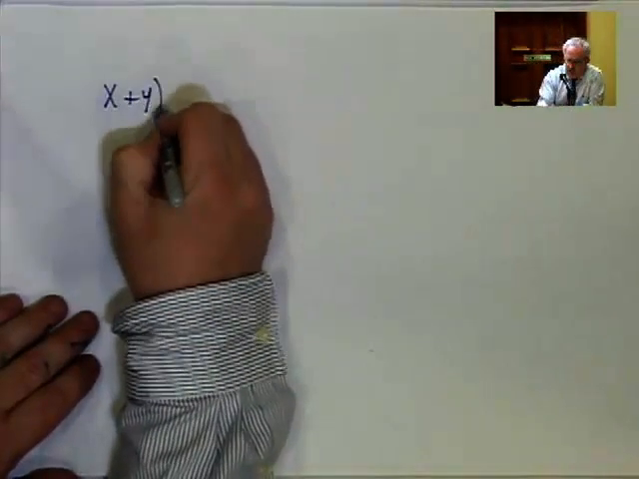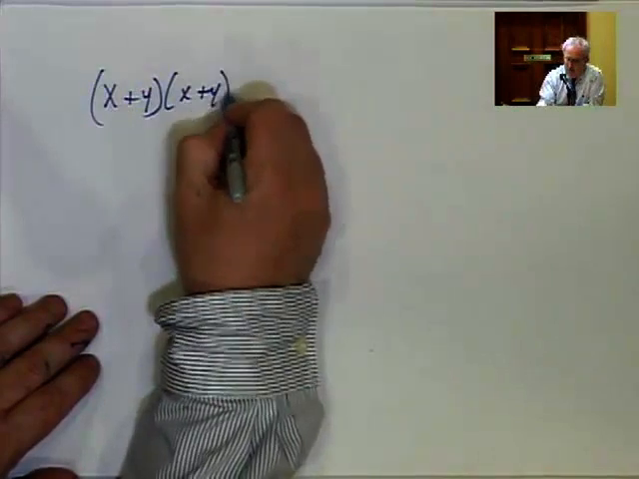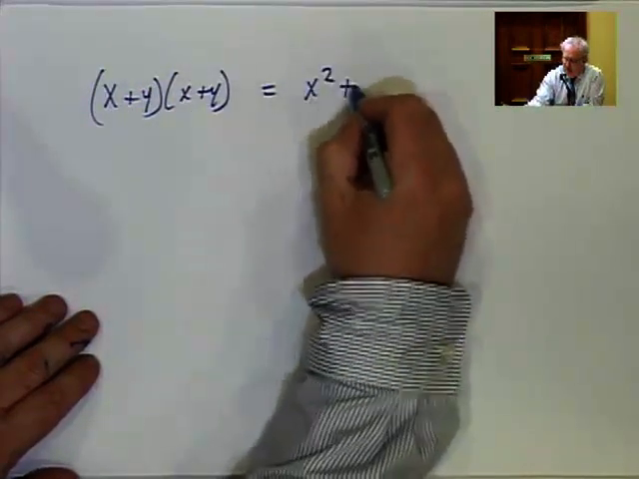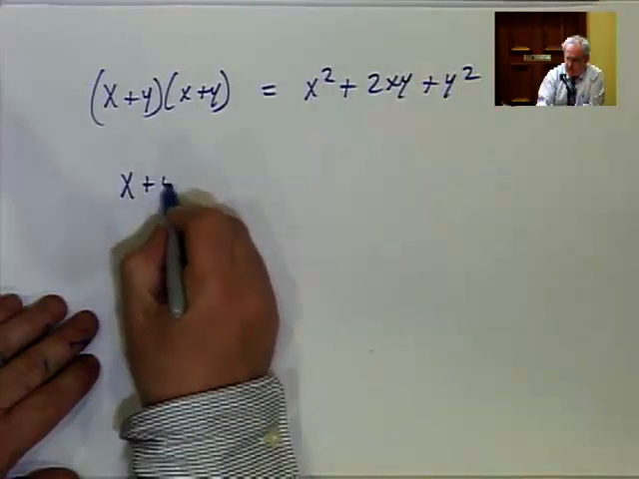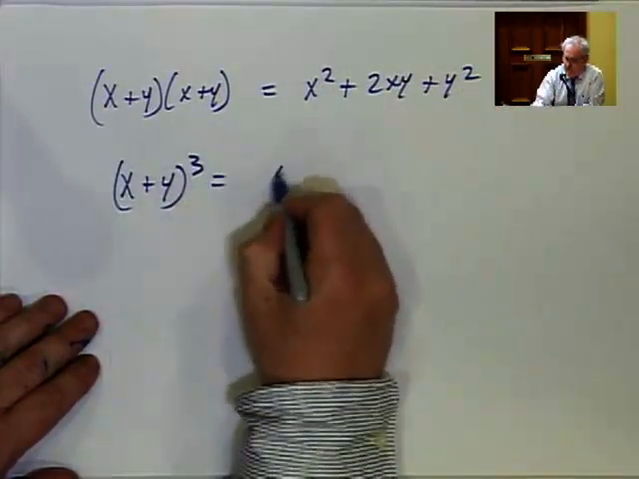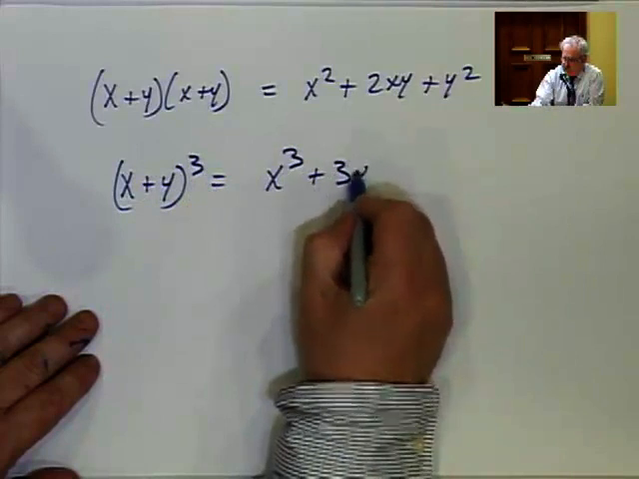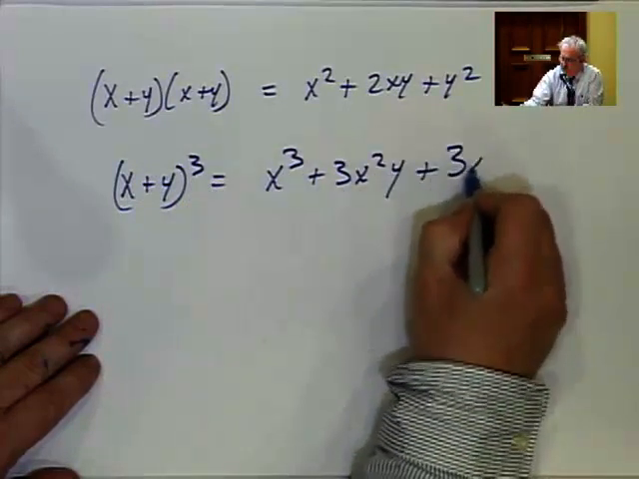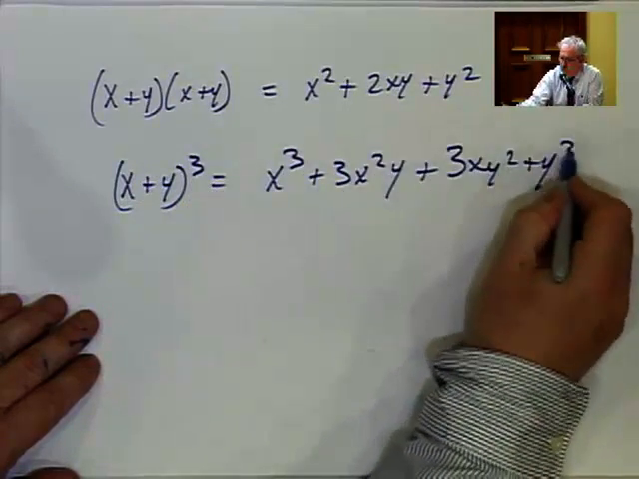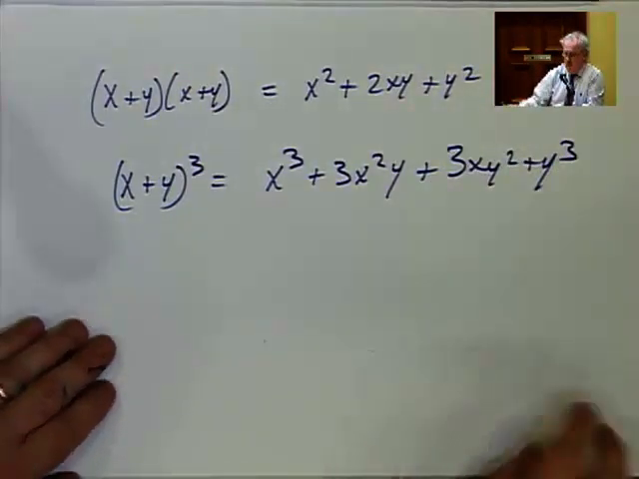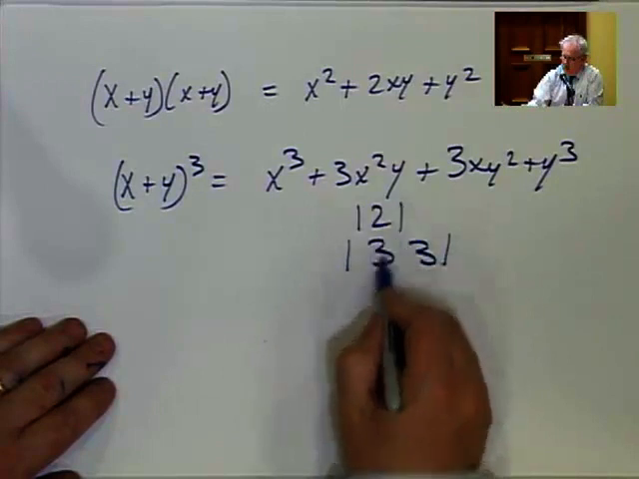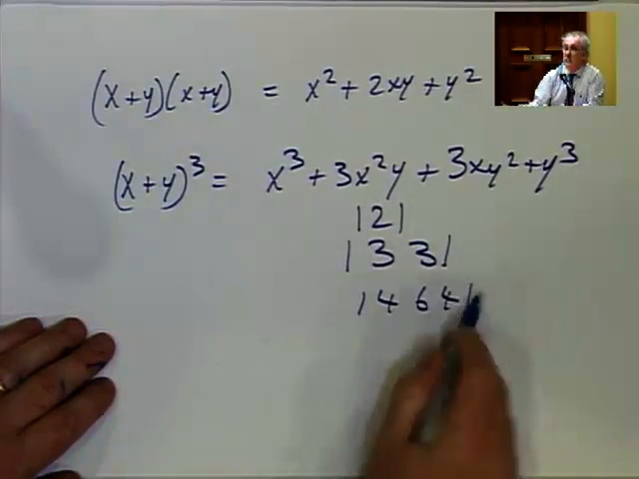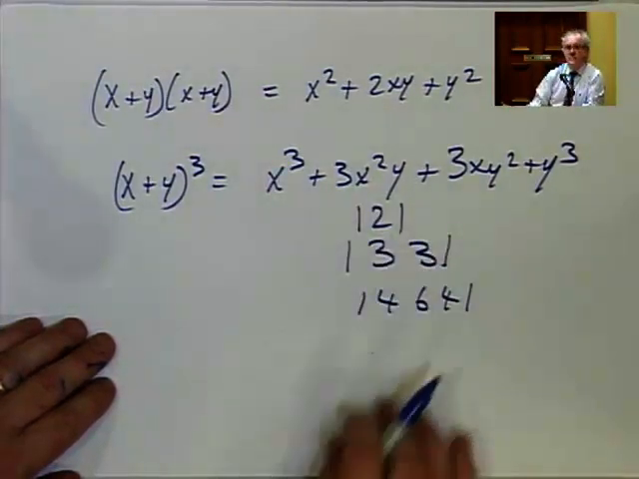x plus y by x plus y is x squared plus 2xy plus y squared. x plus y cubed is x cubed plus 3x squared y plus 3xy squared plus y cubed. Did you ever see a thing called Pascal's triangle? Remember these numbers? Did you ever see that thing?